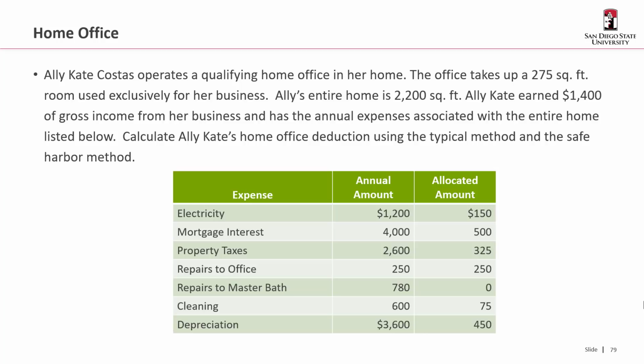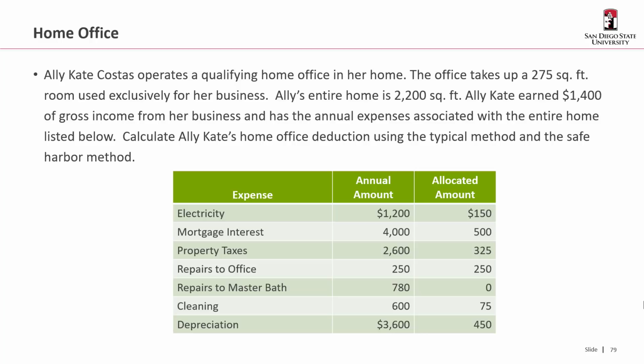So now we need to calculate Allocate's home office deduction using the typical method and the safe harbor method. In the chart below, you can see that we've taken the electricity amount of $1,200, that's for the total house, and multiplied that by the ratio of 275 square feet of the home office divided by 2,200 square feet for the entire home. Therefore, the allocated amount is $150.